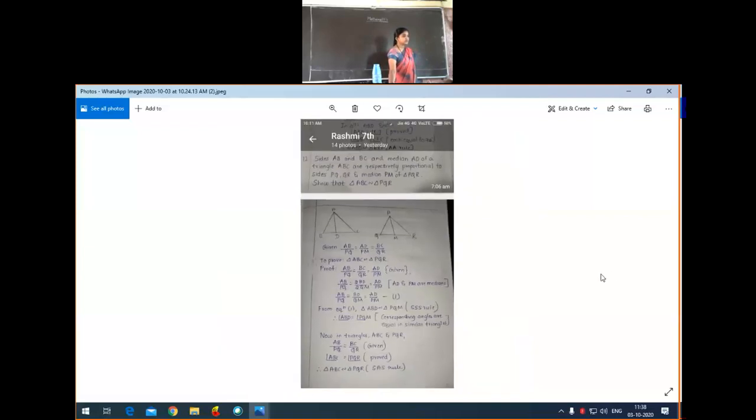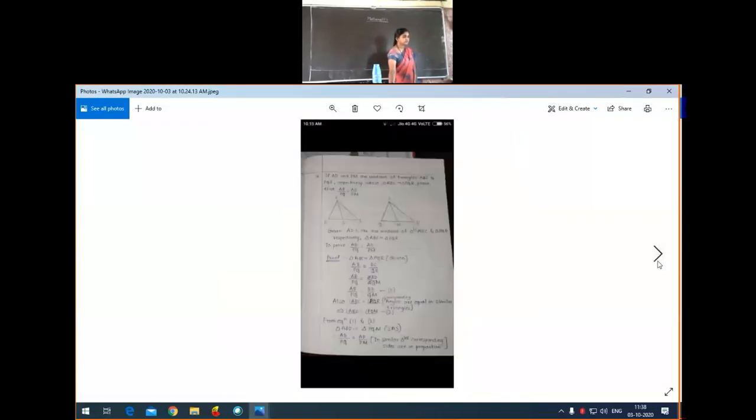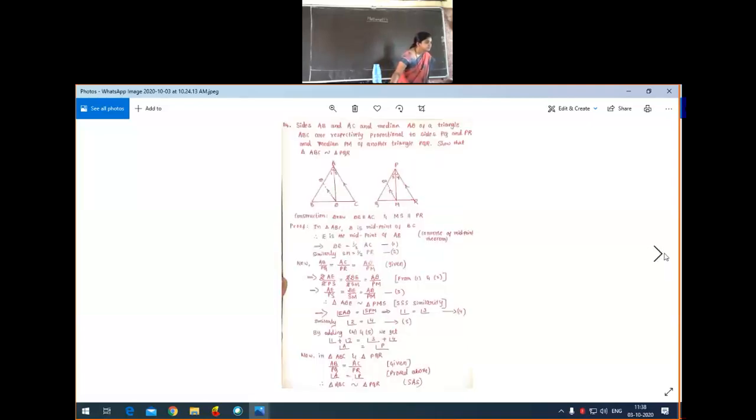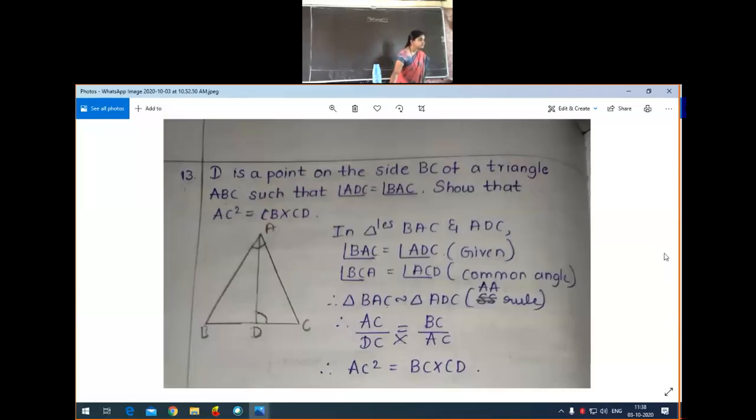Okay, so we'll go to the next one. Now the 13th question. Here we have a very simple question, a small problem. See, first try to understand the problem. What is there in the problem?